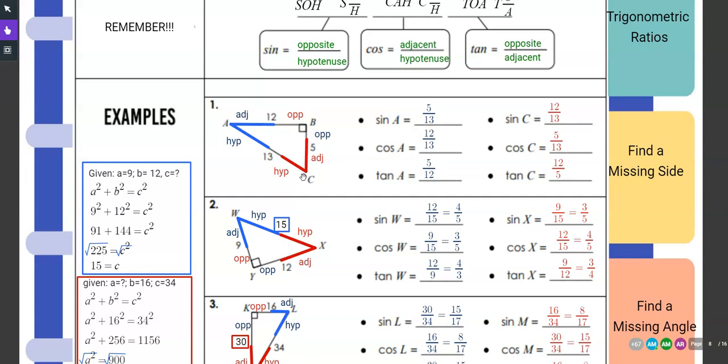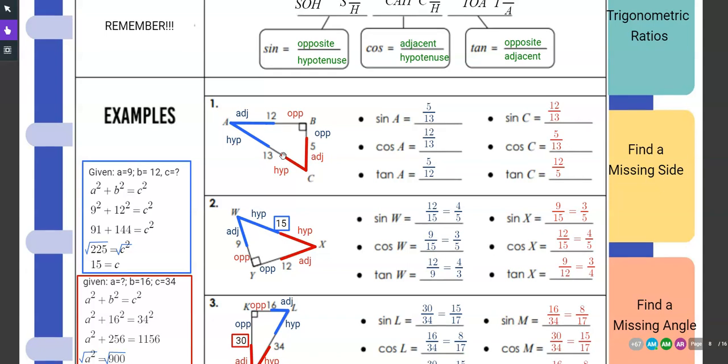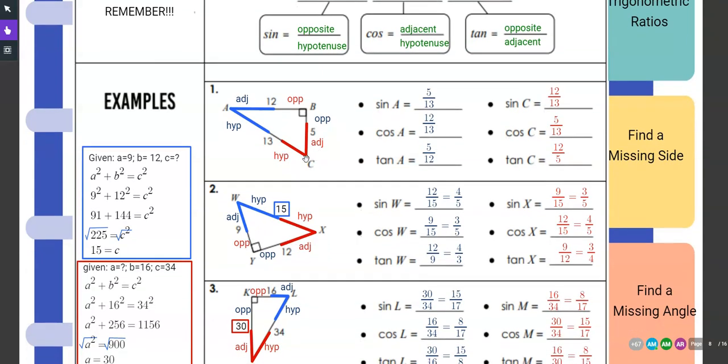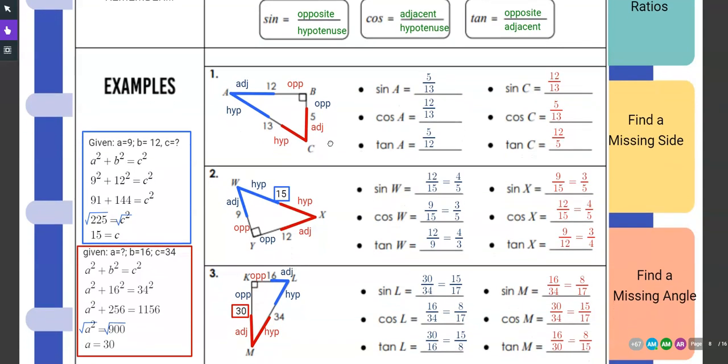So then they made angle C, this one right here, and I highlighted it in red. Again, my hypotenuse is still 13. It's in the same location, but now my opposite side is 12, and my adjacent side is 5. Notice every time I highlight the angle, the hypotenuse stays across from the right angle, and the adjacent side is the other highlighted side. It's the leg that touches the angle.